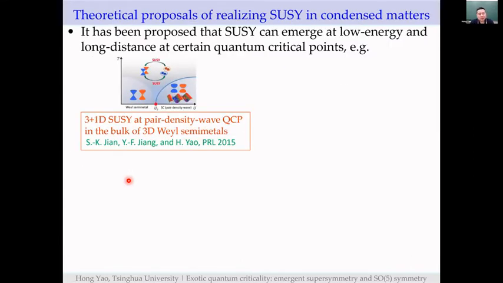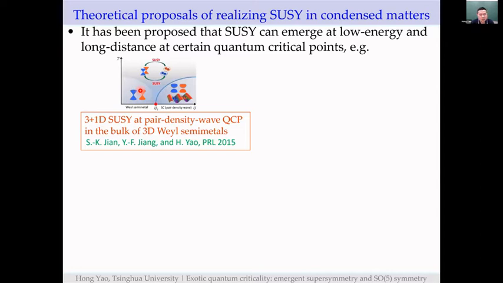There are already many theoretical proposals of realizing SUSY in condensed matter systems at low energy and long distance at certain quantum critical points. For instance, a number of years ago, my student and I proposed to realize a 3+1 supersymmetric point at the pair density wave quantum critical point in the bulk of a 3-dimensional Weyl semimetal. So consider a system with 2 Weyl points in a 3-dimensional Weyl semimetal.